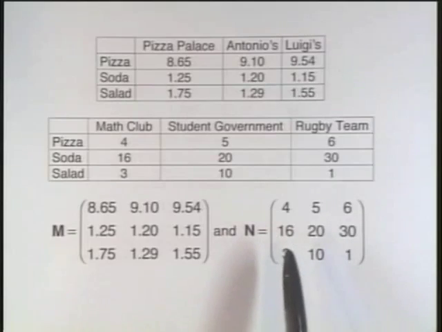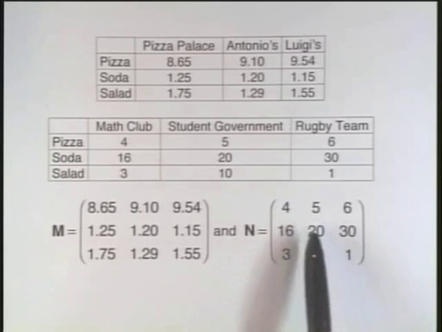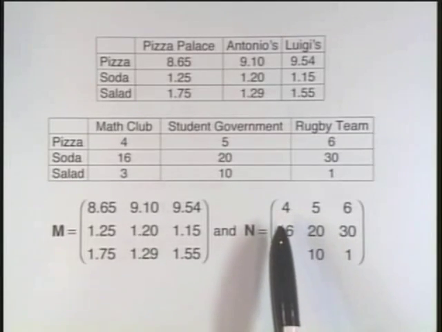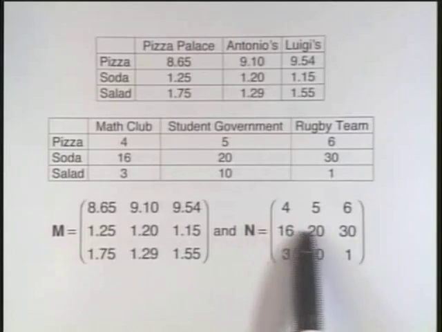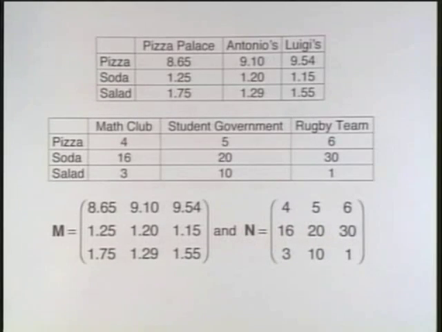The rows of N represent the type of food. The food items are, from top row to bottom row, pizza, soda, salad. And the columns of N represent the 3 organizations: the Math Club, the Student Government, and the Rugby Team.